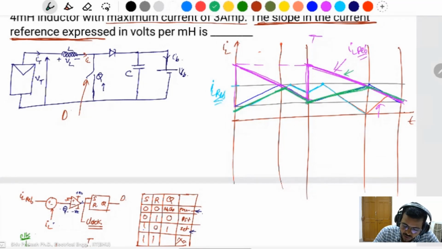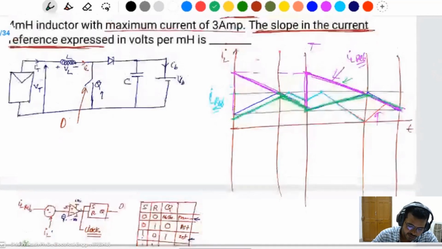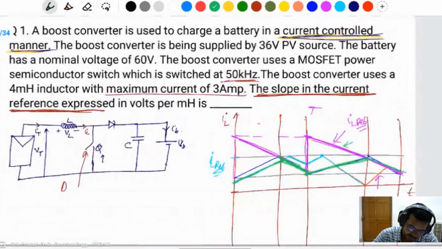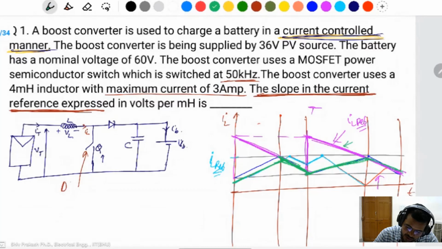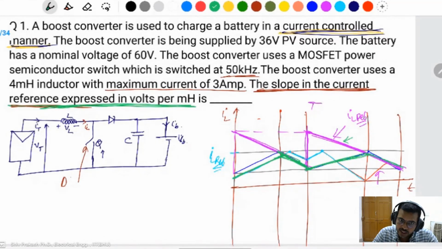Because of this slope, the turn up slope, or the decreasing of the IL current slope, that means it will ask about the boost converter, the slope in the current reference. It is asking about the slope, that slope is taken, which is the decreasing order of the IL. It means the switch is off.